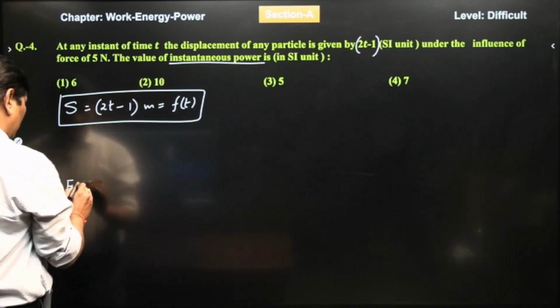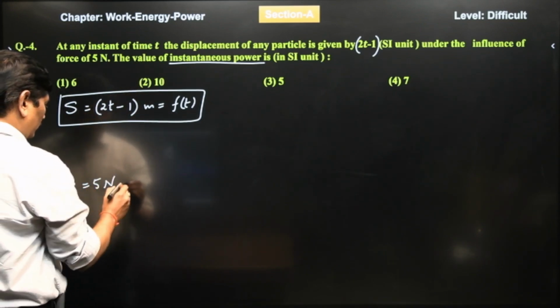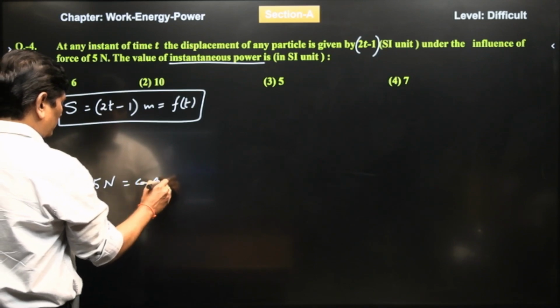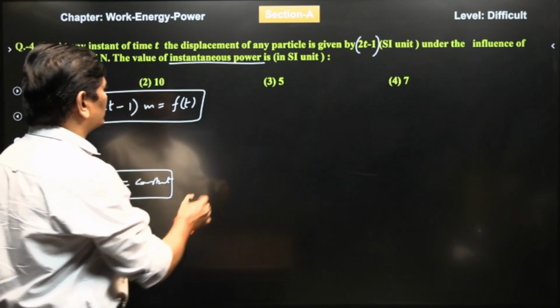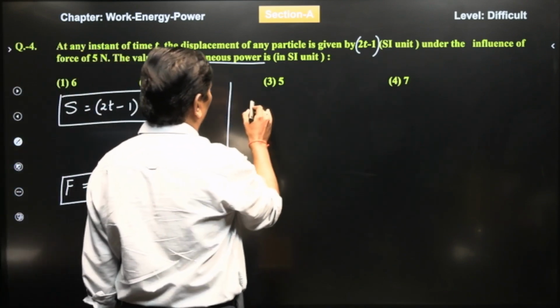It is under the influence of a force of 5 Newton. You are given F, that is 5 Newton, which is a constant value. So force is constant, displacement is variable. Under the action of this force, you have to find the instantaneous power.